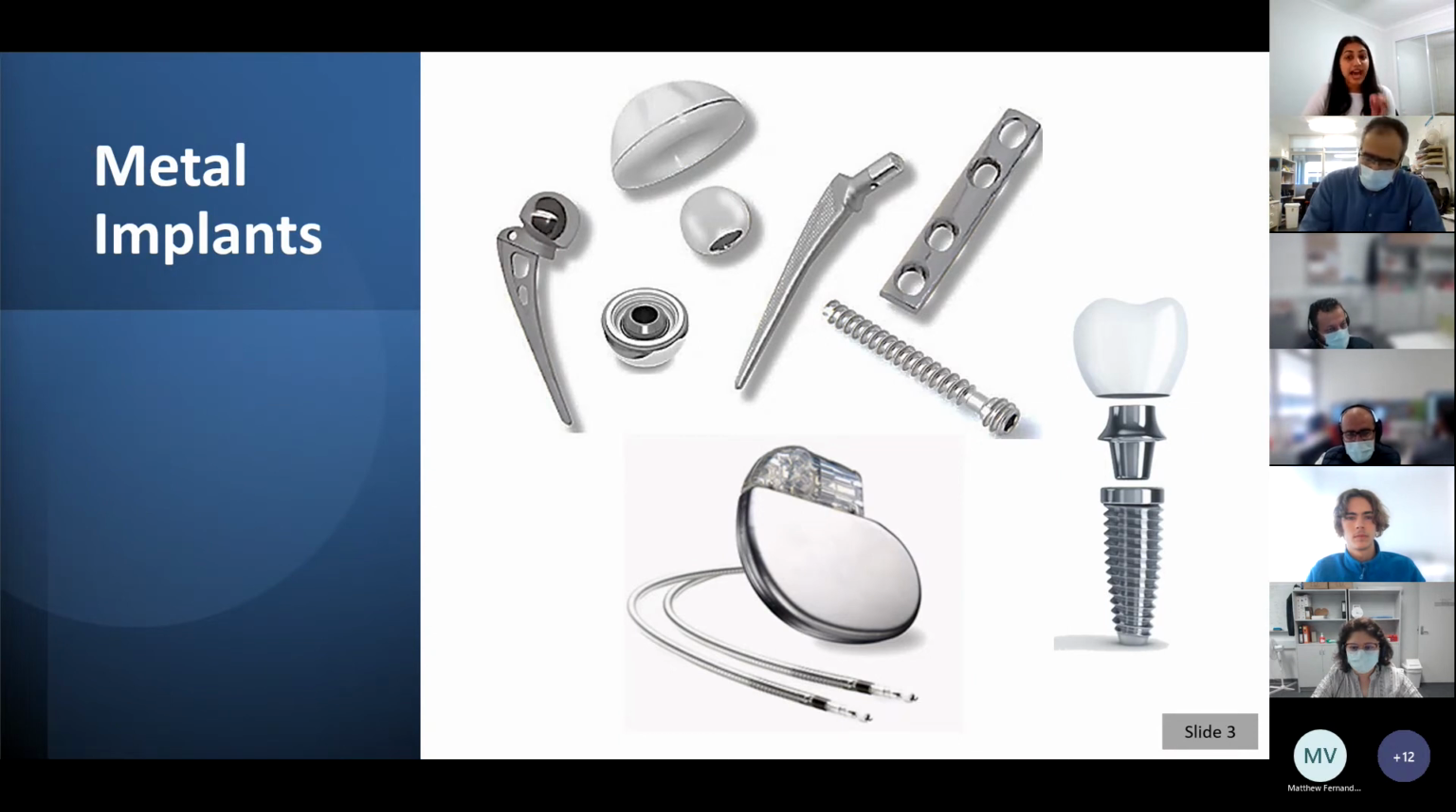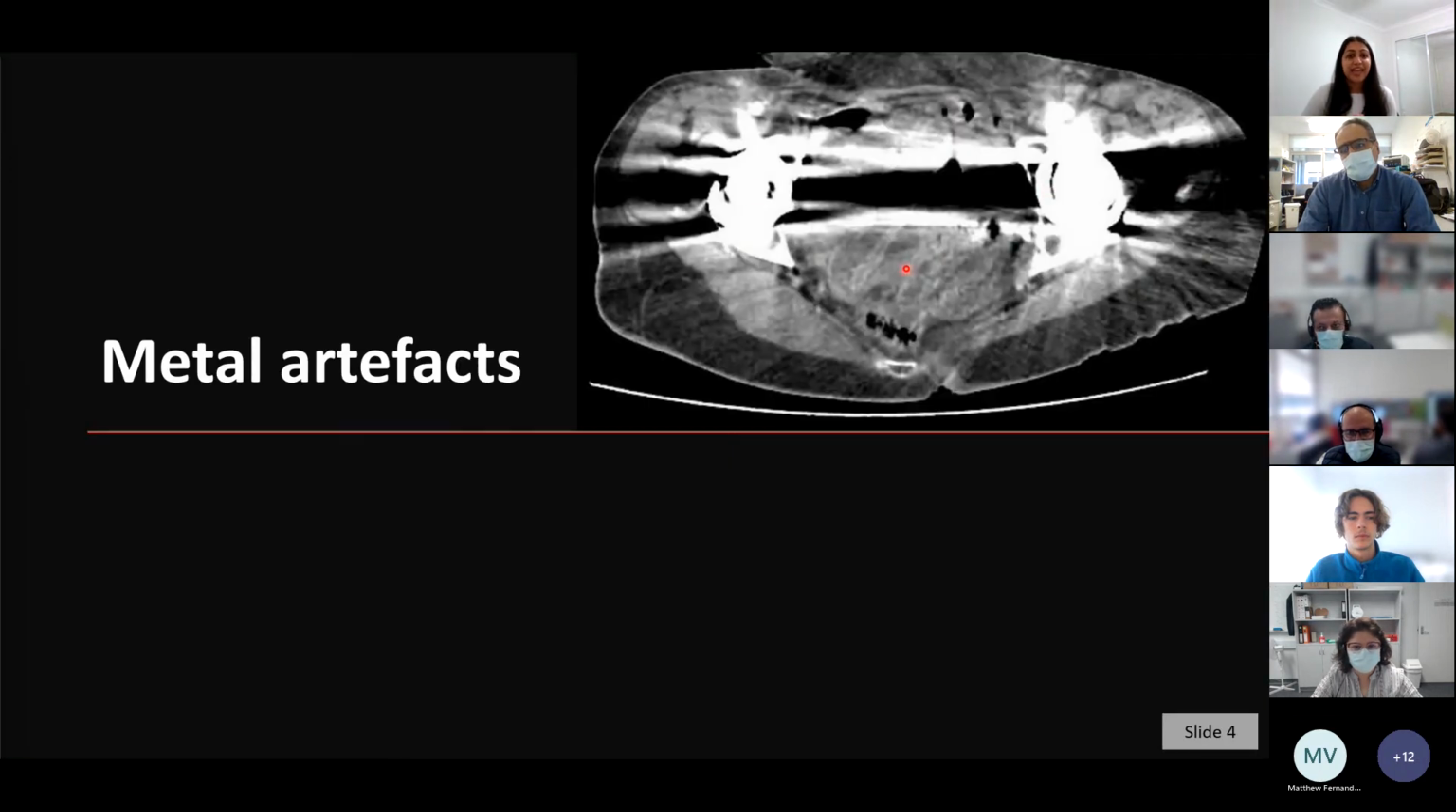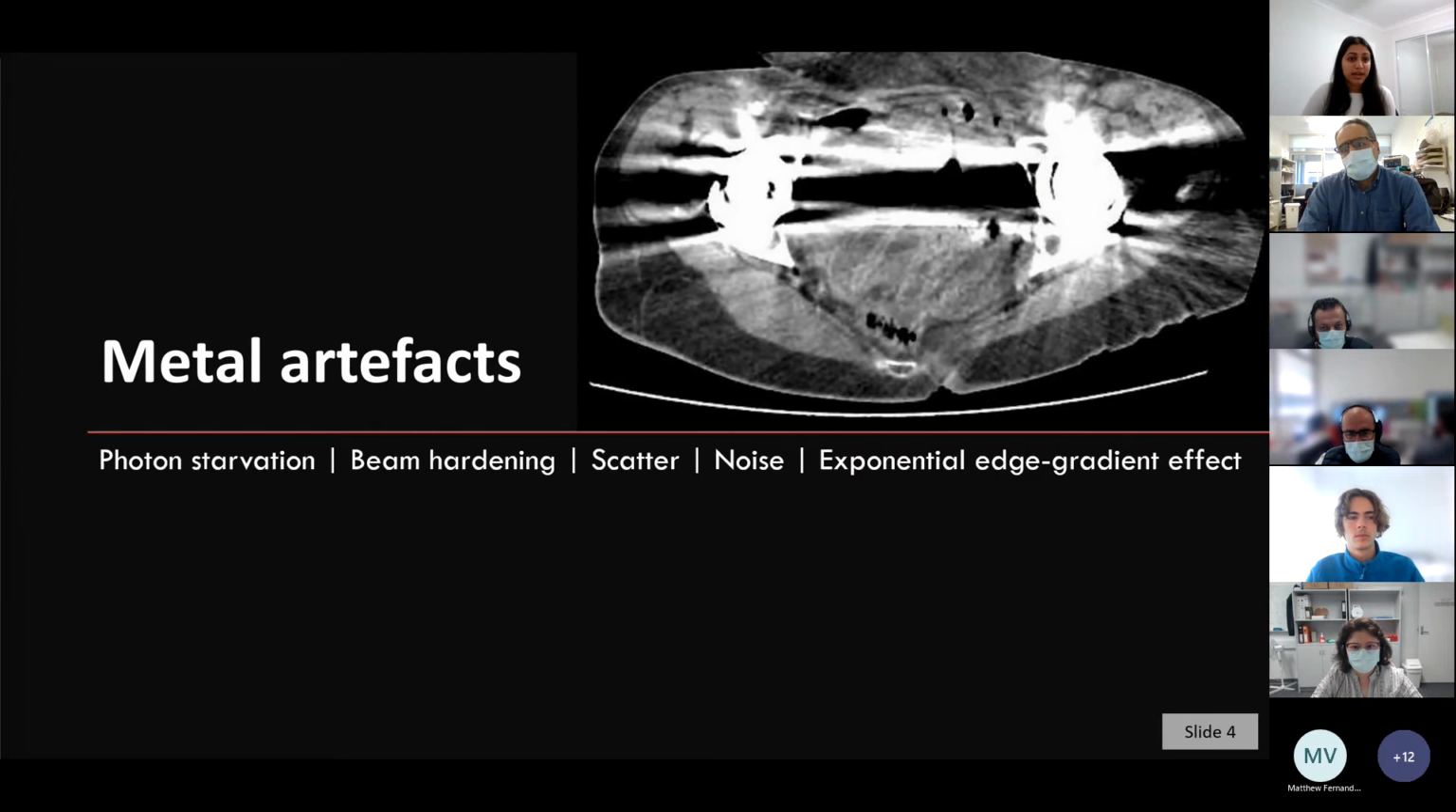And CT scanning through these high-density objects can result in errors during image reconstruction, which appears as bright and or dark streaking artifacts, as shown here. And these metal artifacts are caused by photon starvation, beam hardening, scatter, noise, and exponential edge gradient effect. And the degree of this artifact actually depends on several intrinsic and technical factors, such as the X-ray tube potential, the mAs, the type, shape, and size, and also the orientation of the metal with respect to the scan plane.